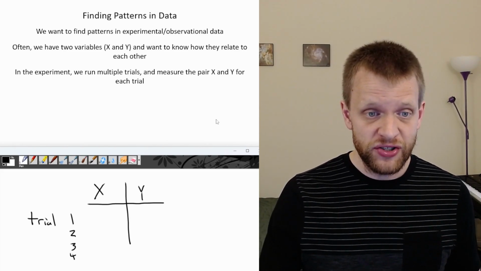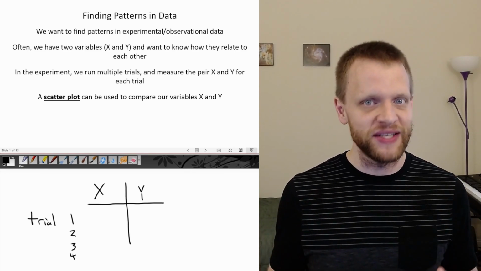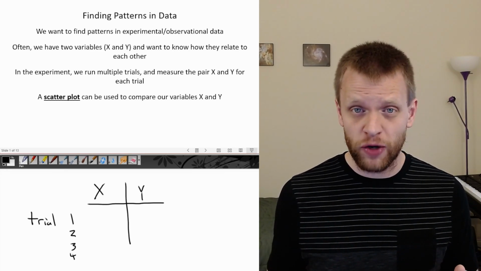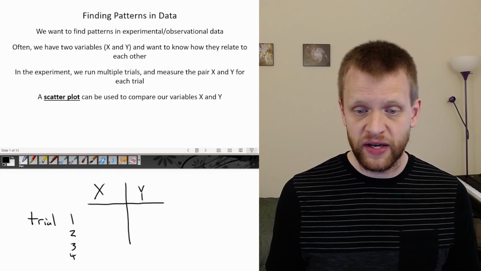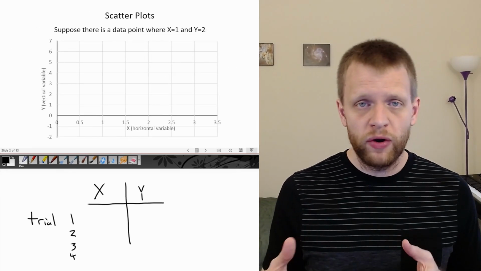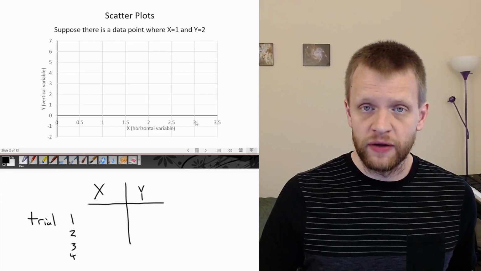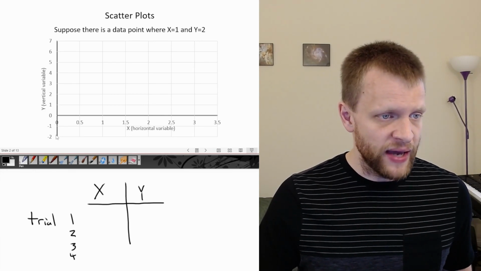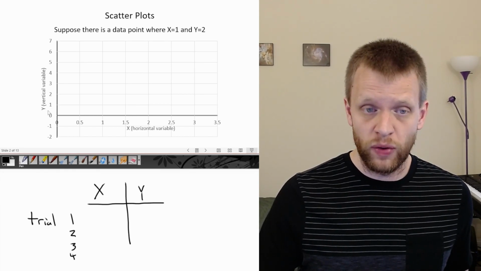How are we going to do this? Well, scatter plots are extremely useful for finding patterns in this kind of data. You may have seen scatter plots before. Let's do a quick introduction on how we would make a scatter plot from some set of data. So when we want to make these scatter plots, we want to put one of our variables on the horizontal axis. We're going to use the x variable for that. And we want to put the other measurement on the vertical axis. We're going to call that the y variable.